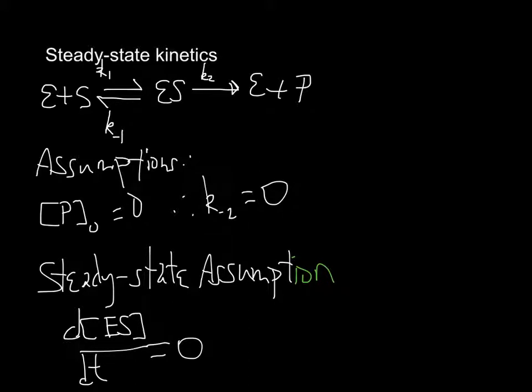So since derivatives kind of freak some people out, if you really wanted to, you could put triangles there, but it means the same thing. And another way to think of that is that the rate of formation has to equal the rate of breakdown. Okay, because that must be true. Rate of forming has to equal, let's find the equal sign.